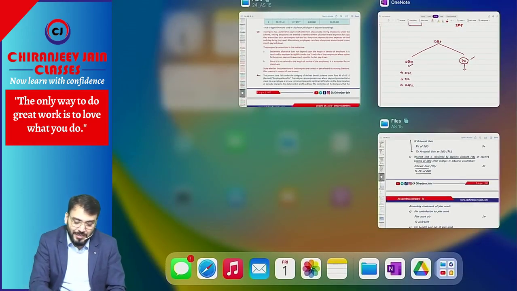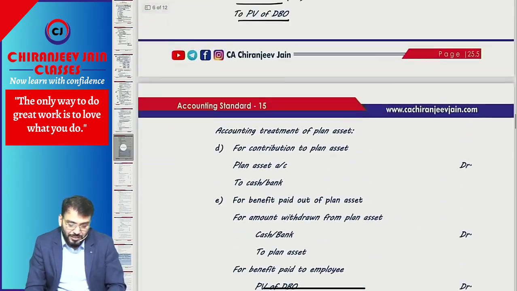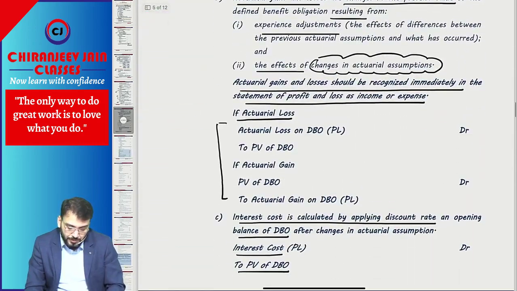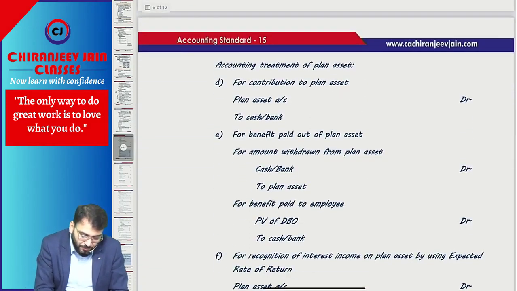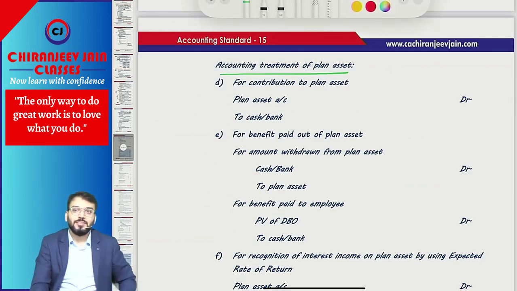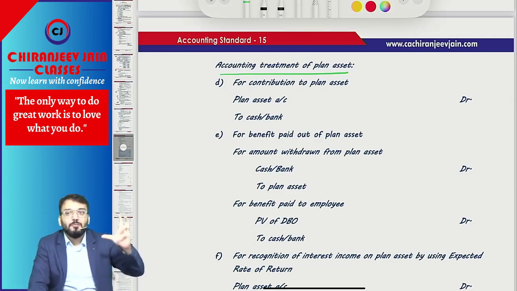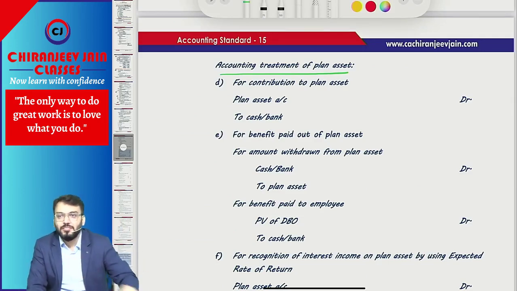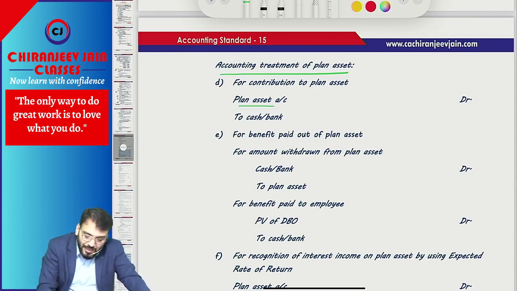Defined benefit obligation accounting. Can we now proceed? You can see the topic is accounting treatment for plan asset. Now you will give me the journal entry. Think and say. Don't read. Now entity will first contribute some amount to plan asset. So for contribution, what will be the journal entry? Asset account debit to bank. So plan asset account debit to bank.